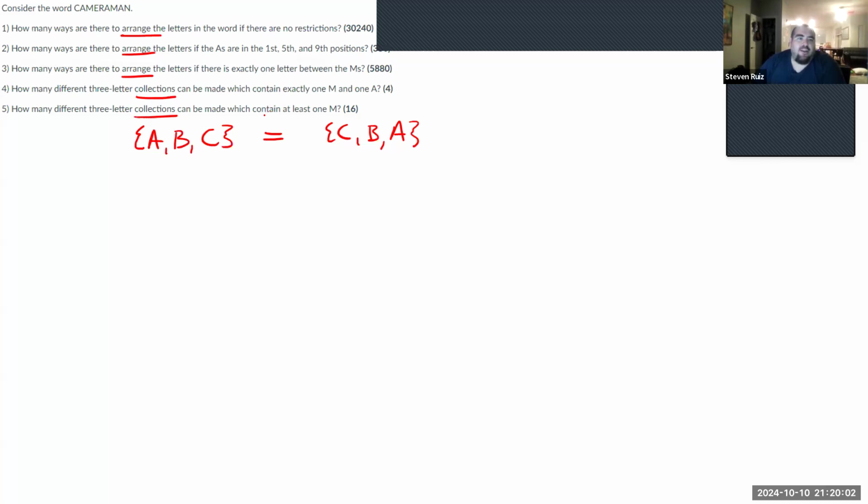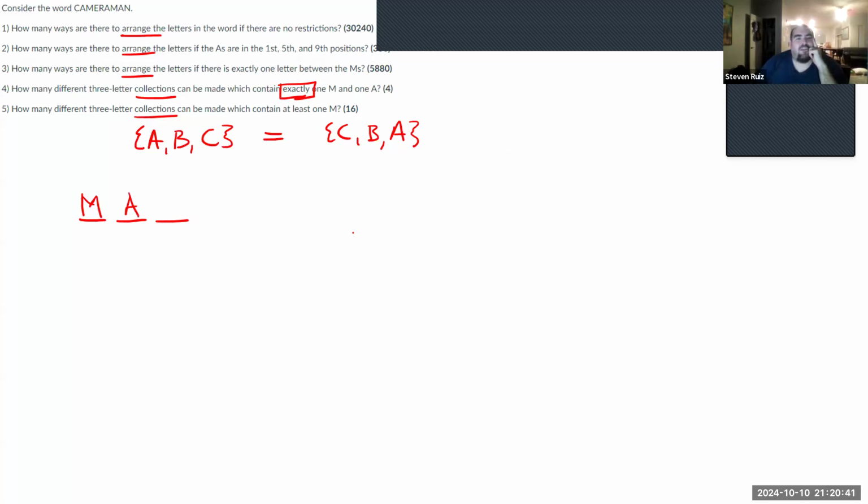So if I'm looking at 3-letter combinations, I'm still going to write out the blanks. So blank, blank, blank. I want to know how many contain exactly one M and one A. So I've already accounted for those. So what can go in the last blank? Another word I'm going to highlight here is exactly. Exactly one M and one A. So because of that, I can't choose another M or another A.